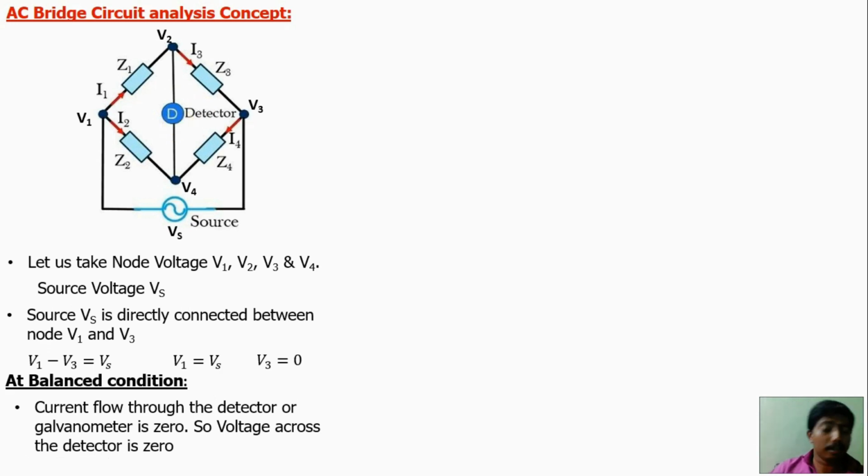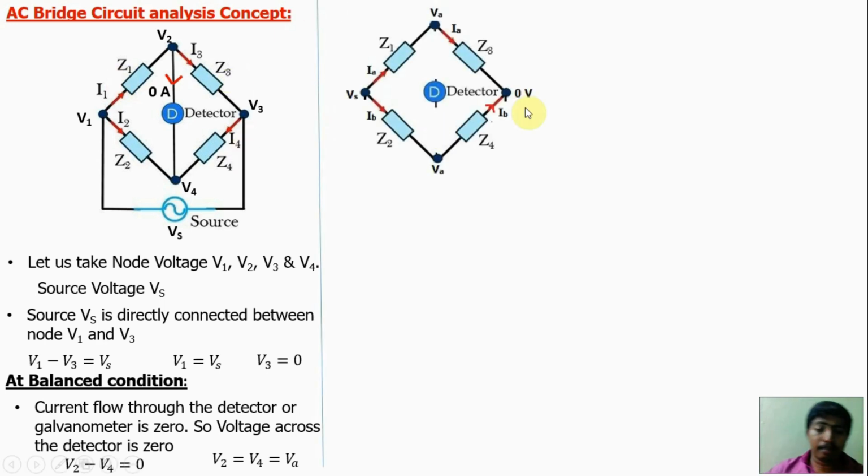V is equal to IR. So if current flow is 0, V2 and V4 will be the same, because the voltage across the detector is 0. So V2 minus V4 is equal to 0. We will get V2 is equal to V4 is equal to VA. Now we may replace the circuit diagram as here: V1 as Vs, V3 as grounded, and V2 equal to V4 equal to VA.